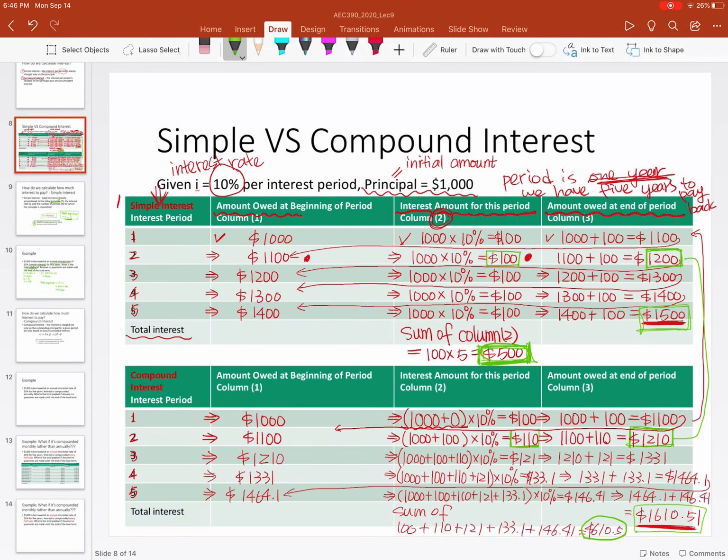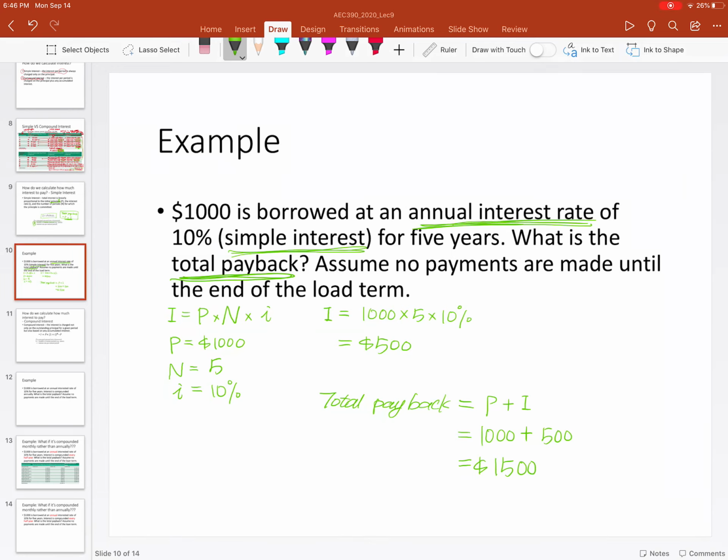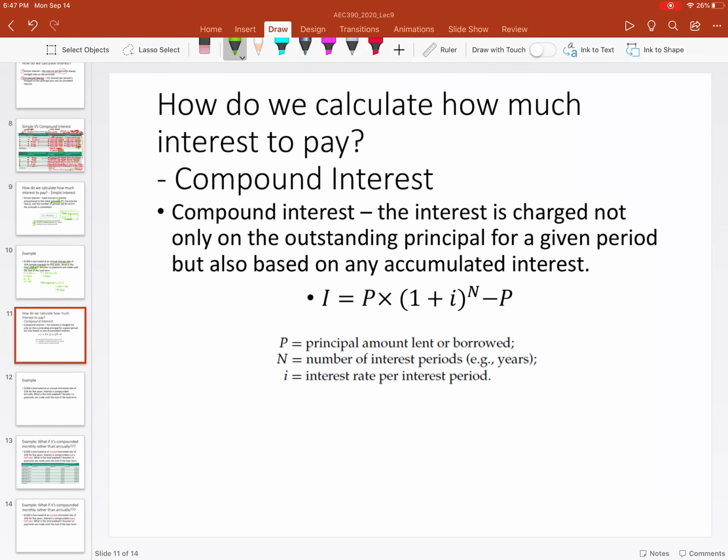Let's go back to check this. This is the 1,500 you owe at the end of the 5 years. That's exactly the same, but you get the answer much quicker, right? So in the future, when you already understand the difference between compound and simple, you can just use the equation. Now, let's take a look at this compound interest calculation. The equation is much more complicated, but still, it gives you the answer much quicker.